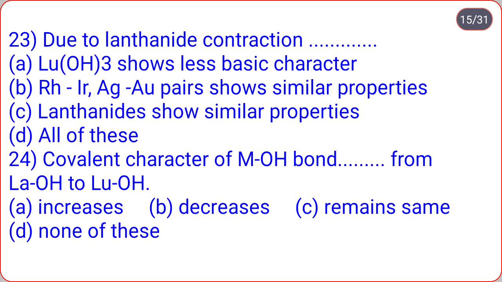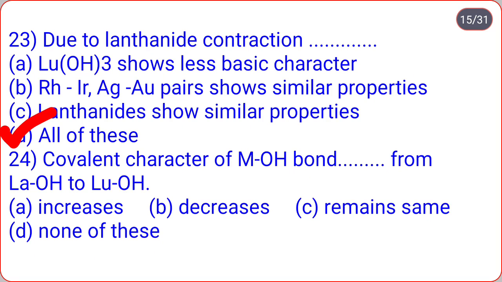Rh, Ir, Ag, Au pairs show similar properties, that is rhodium, iridium, silver, gold pairs show similar properties. Lanthanides show similar properties, and D, all of these. So the correct option is option D, all of these.